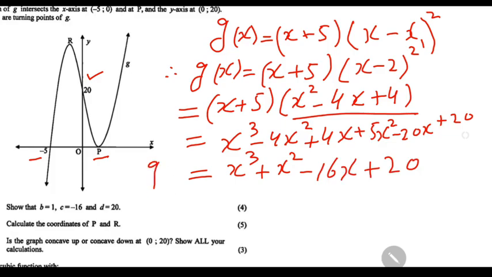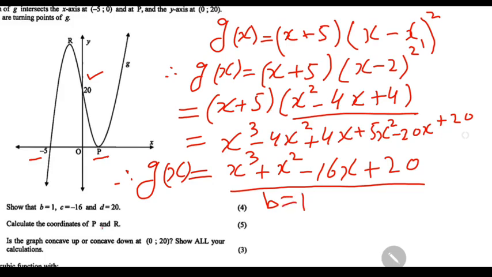So after I simplify, the g of x I got is the equation of the cubic graph, and now I can see we need to show b is equal to 1. We show b is equal to 1 here, and then we need to show c is equal to -16. We need to show d is 20. There we go, d is equal to 20. So b is equal to 1, c is equal to -16, d is equal to 20. So we proved it.